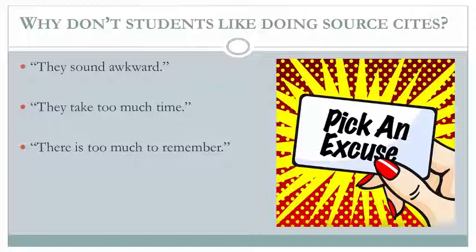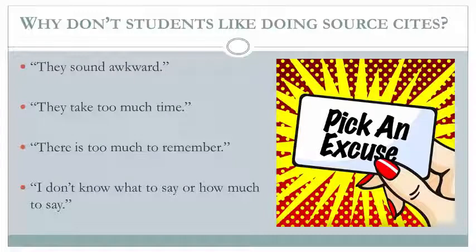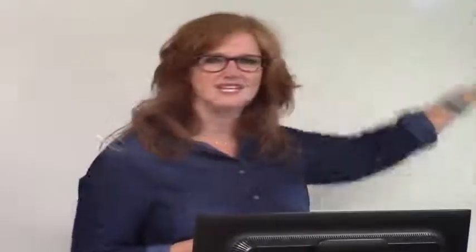There's too much to remember. I can't remember 3 different authors and the dates that they were and the titles, and it's just too much to remember. I don't know what to say or how much to say. I don't know what's even supposed to be included in these source citations. That's another thing that we hear a lot. And they can sound awkward, and they can take too much time, and there is a lot to remember. But I'm going to tell you a way to make it more efficient, and hopefully these comments that students give won't really be an issue after you get a little bit further instruction.